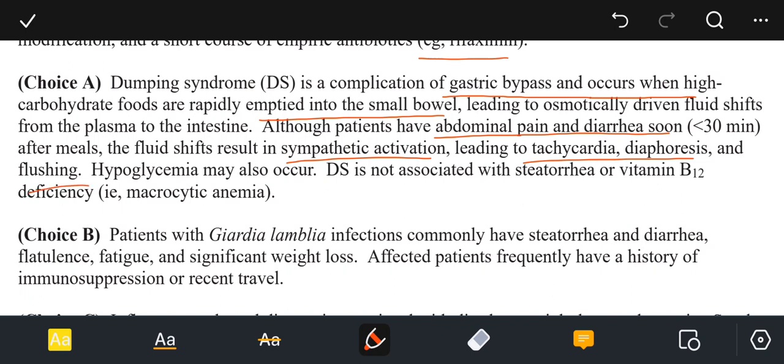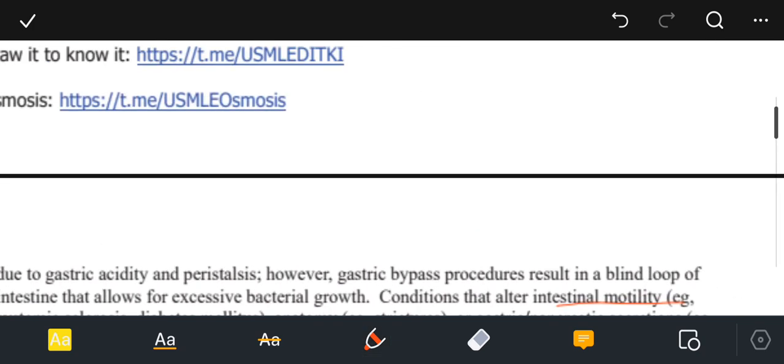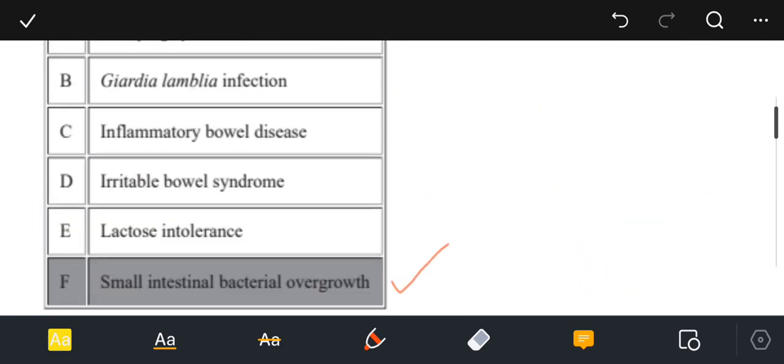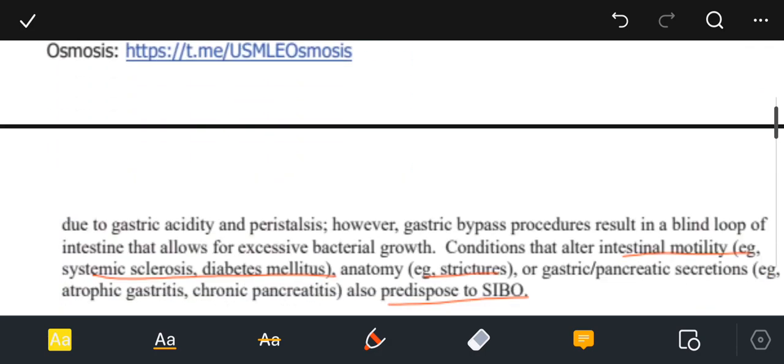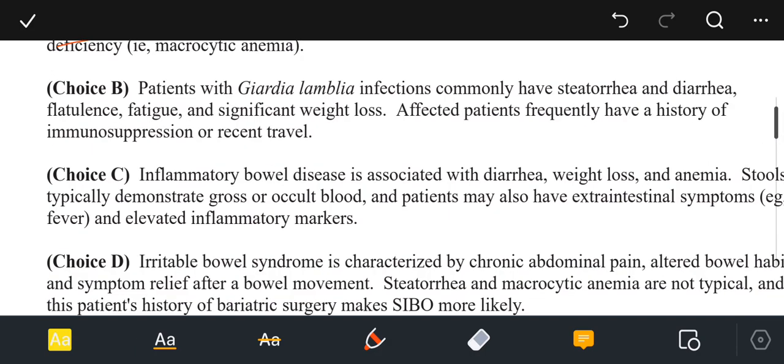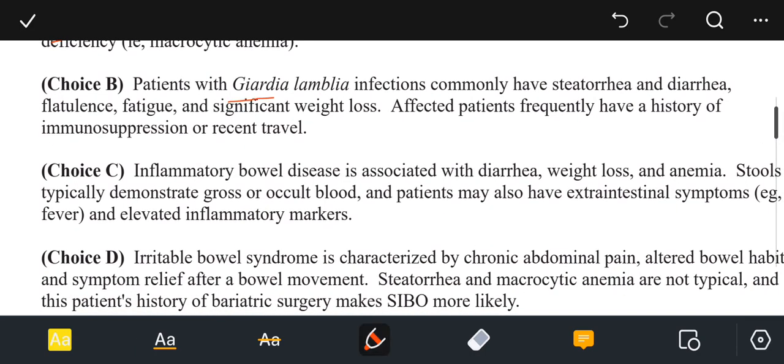Hypoglycemia may also occur. The dumping syndrome is not associated with steatorrhea or vitamin B12 deficiency, that is macrocytic anemia. Choice Beta, that is over here, Giardia lamblia infection. This is not the option of choice because patients with Giardia lamblia infection commonly have steatorrhea and diarrhea, flatulence, fatigue, and significant weight loss. Affected patients frequently have a history of immunosuppression or recent travel.